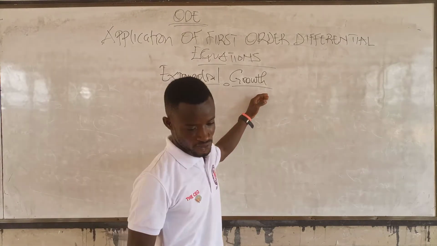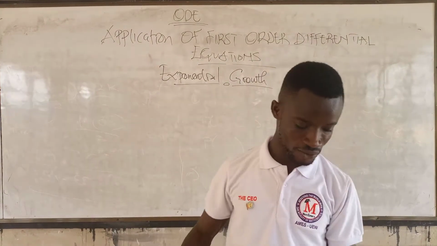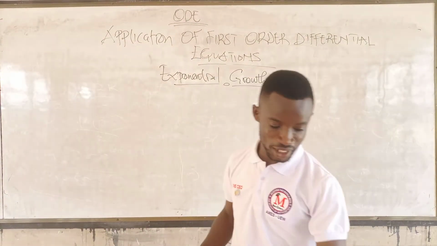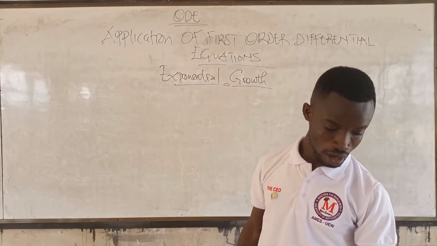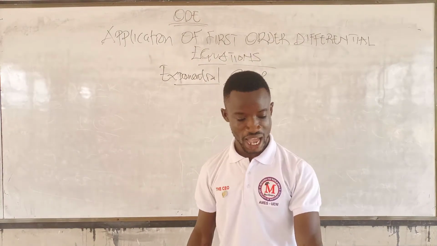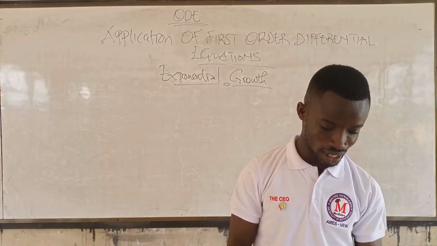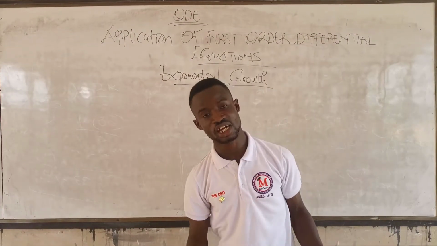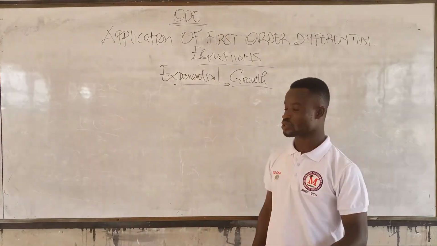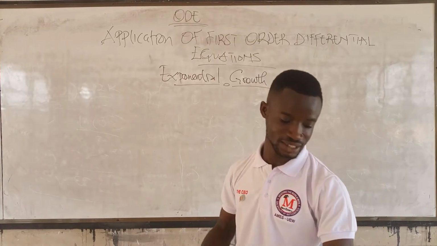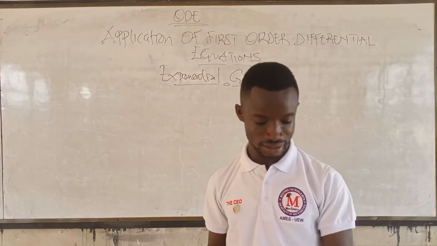Exponential growth, which is the same as the population and growth problem. Population and growth problems have similar differential equations or models as compared to the one that we just did, that is the exponential decay, sometimes the same as the radioactive decay. Alright.